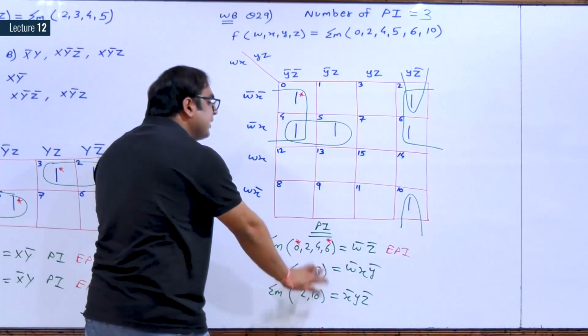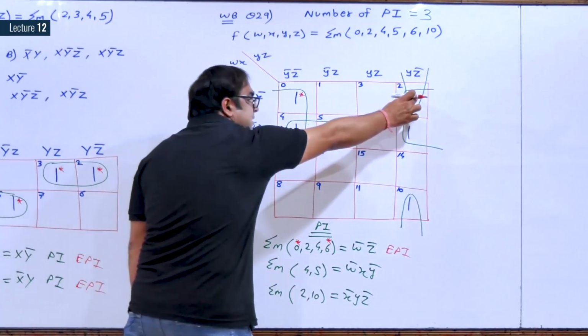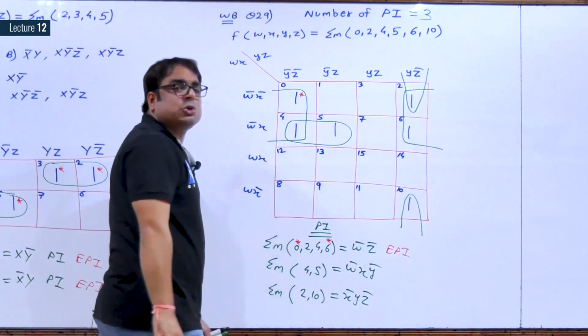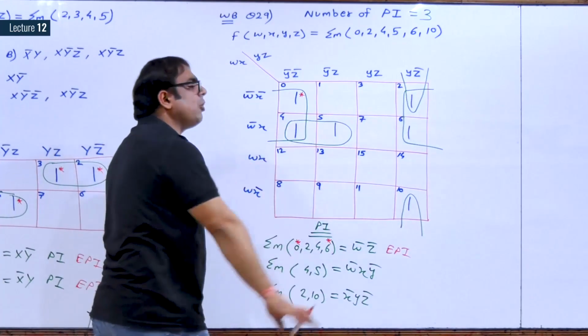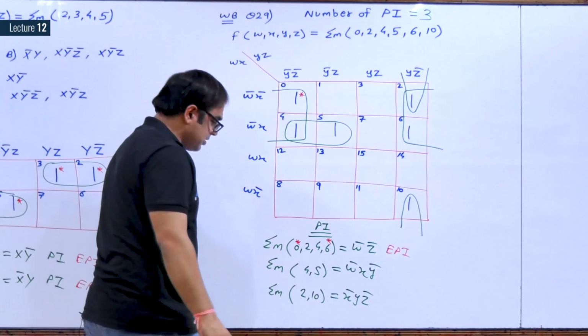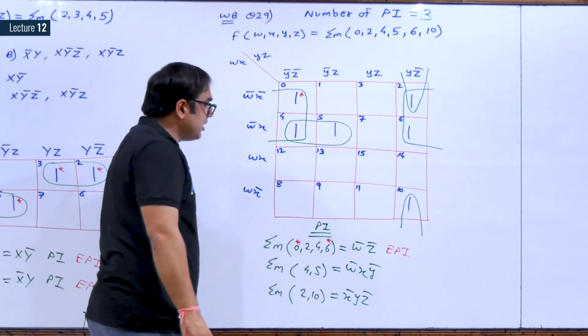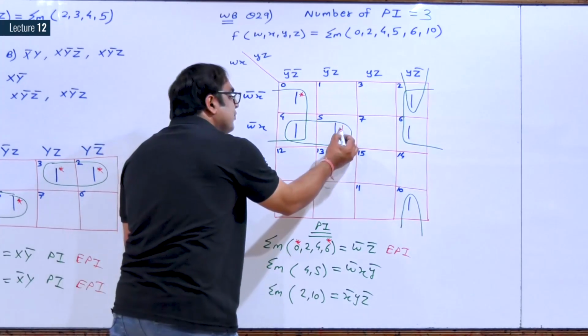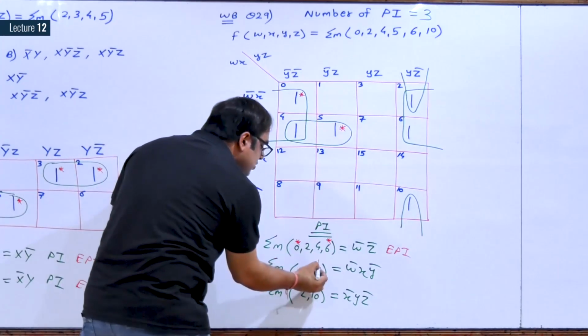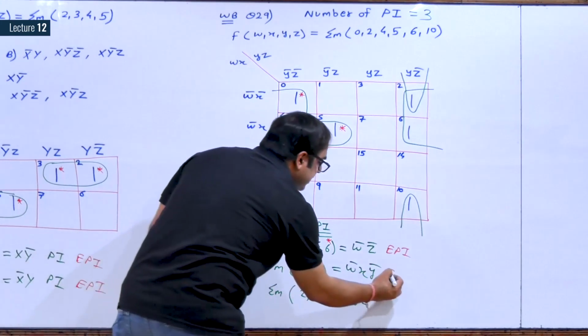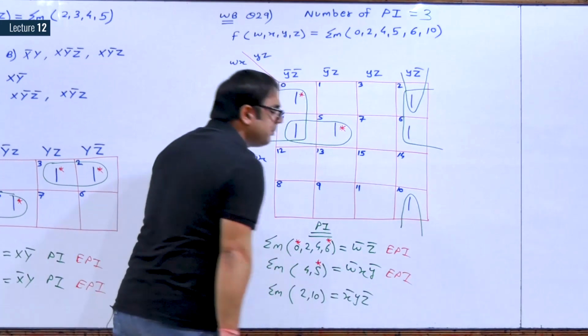Why not 2 and why not 4? You can see clearly minterm 2 has 2 options. Minterm 4 also has 2 options. So 2 and 4, both of them have 2 options. Now minterm 5 has only one option, so this is also an essential prime implicant.